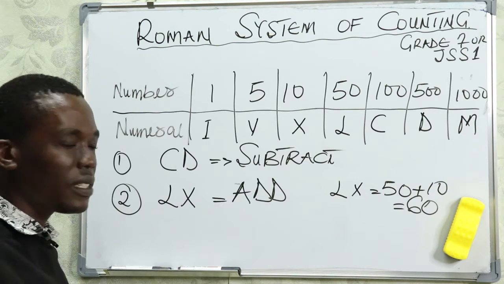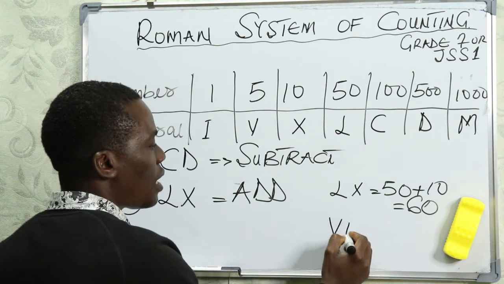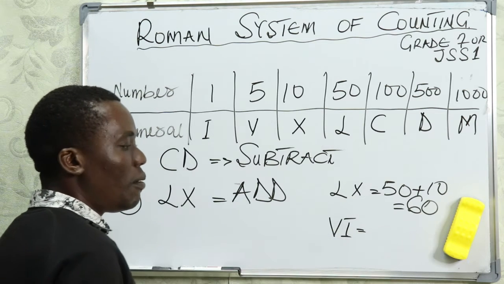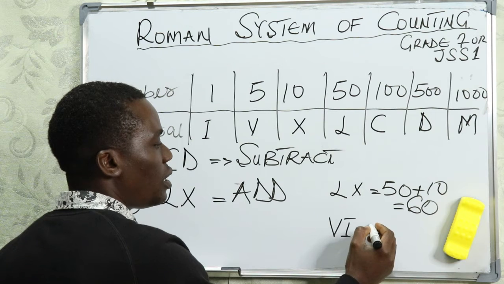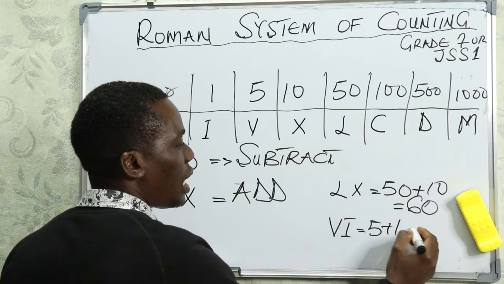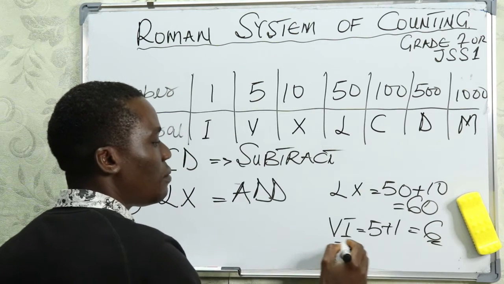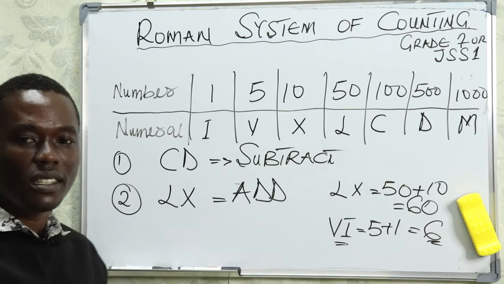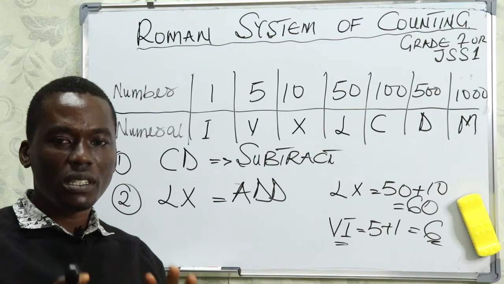Now let's look at another example. Let's assume you are given VI. What is VI? V is 5 plus I, which is 1, and that will give you 6. So that means VI is 6. Very, very simple.